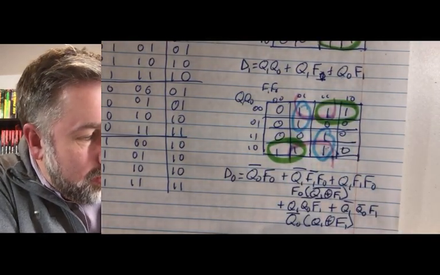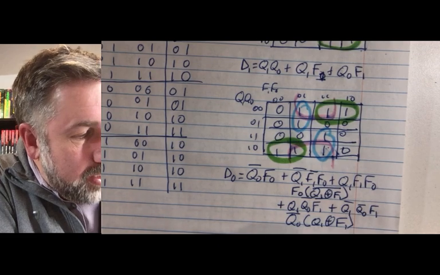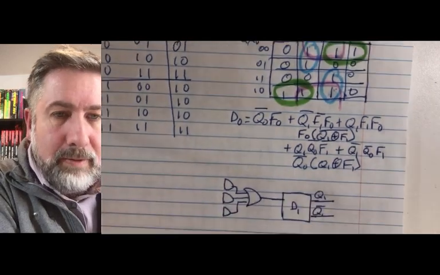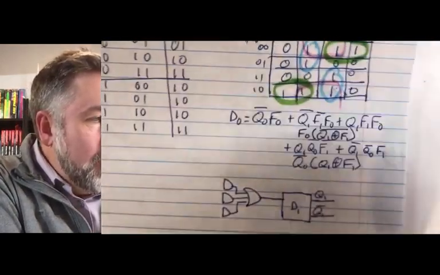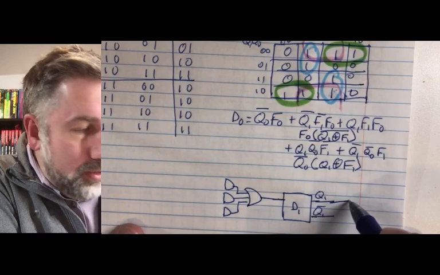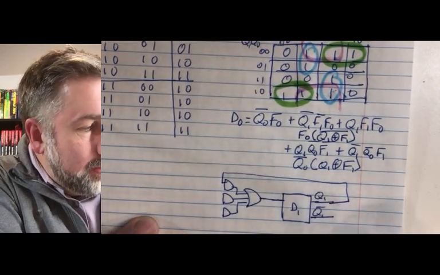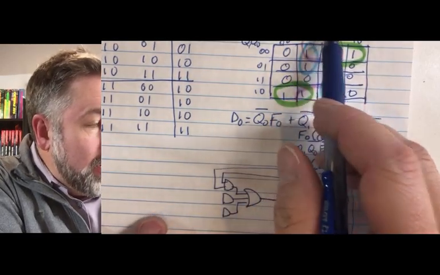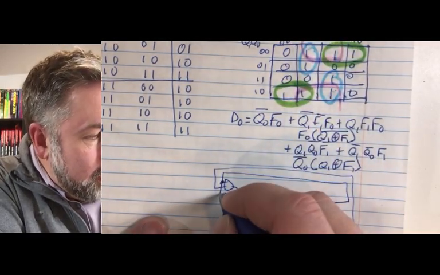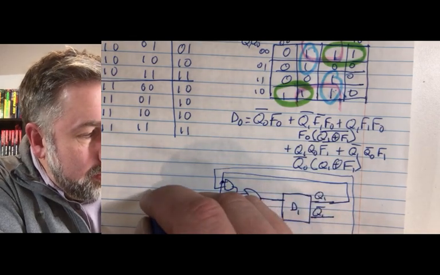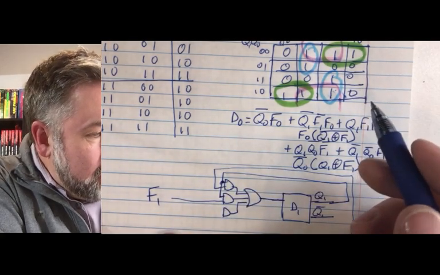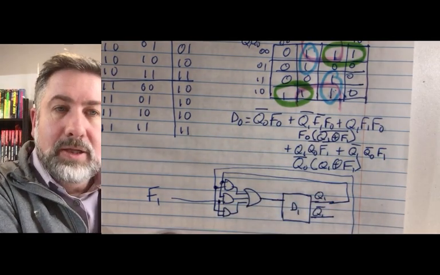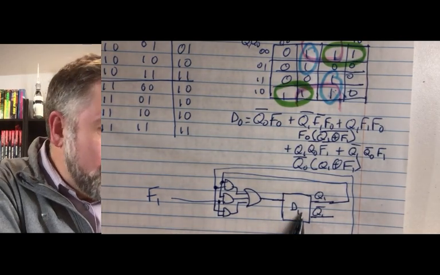It's going to be an OR gate with 3 AND gates. And it's going to be Q1, which comes from here, and Q0, which comes from here. And then it's going to be Q1 F1. So here's Q1 was here, and then F1, and Q0 F1. Here's Q0 F1. So that's the circuit for D1.